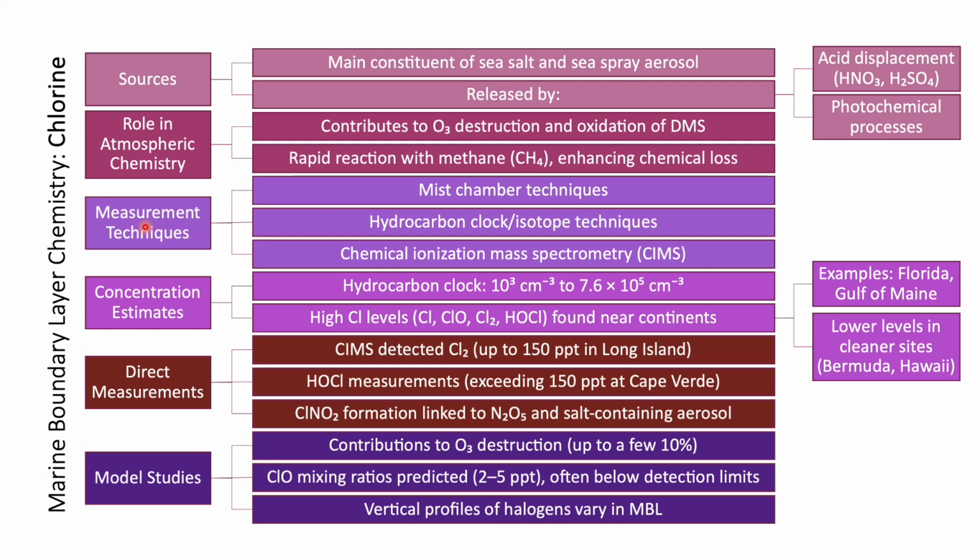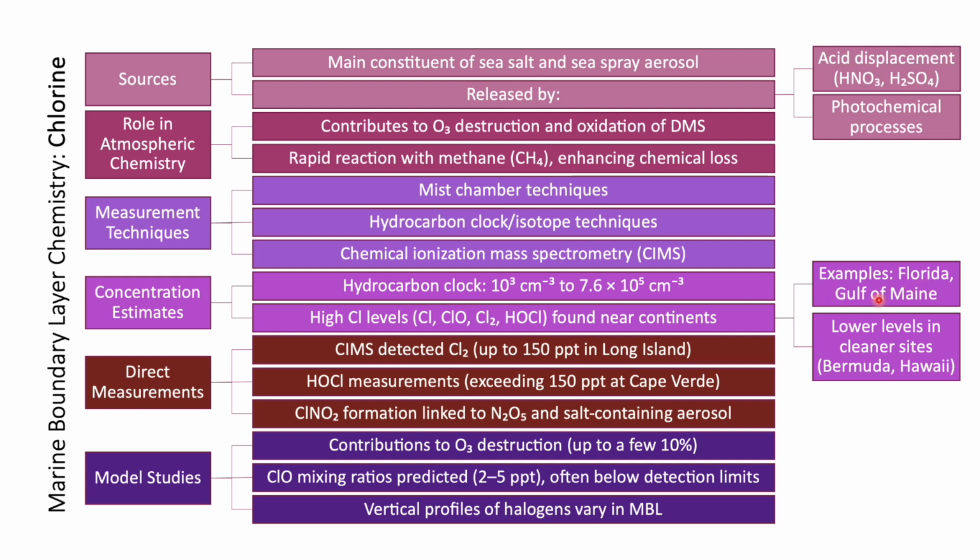And how do we know these are all happening? For measurement, we can use mist chamber techniques, hydrocarbon clock isotope techniques, and chemical ionization mass spectroscopy (CIMS) techniques. And what are the concentrations generally expected for chlorine? The hydrocarbon clock gives 10^3 per cm^3 to 7.6 × 10^5 per cm^3. High chlorine levels, like chlorine oxide, chlorine radical, and HOCl, are found near continents.